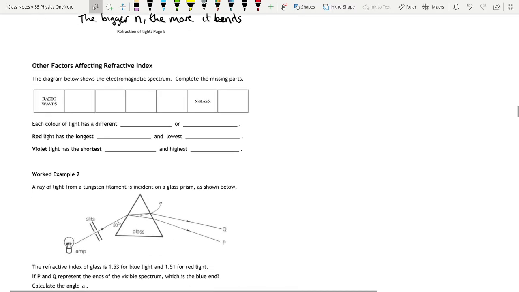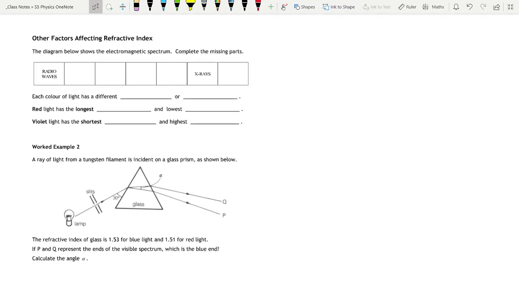And now we're going to look at one more example before I get you to do some of these. Other factors affecting refractive index. The diagram below shows the electromagnetic spectrum. Complete the missing parts. Now I'm sure you can do this yourself. Radio waves, sing the song to yourself: radio waves, microwaves, infrared radiation, visible light, ultraviolet, X-rays, gamma rays. You got my singing there.